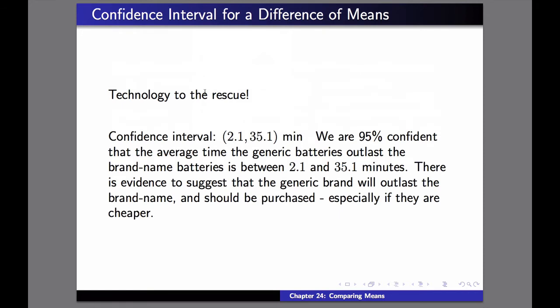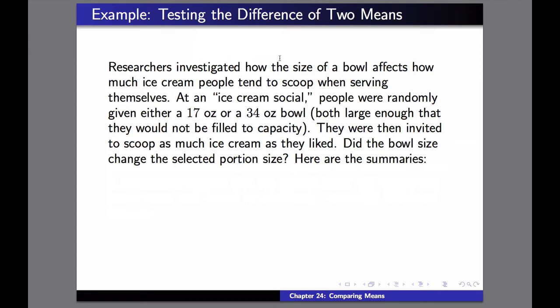So what's next? Well, researchers investigated how the size of a bowl affects how much ice cream people tend to scoop when serving themselves. At an ice cream social, people were randomly given either a 17-ounce or a 34-ounce bowl. They're both large enough that they wouldn't be filled to capacity. So this is kind of important. This is actually telling us something about whether or not we could expect these data to be normal. If it could be filled to capacity, then there's kind of an upper limit and this thing could be skewed left. So they were then invited to scoop as much ice cream as they liked.